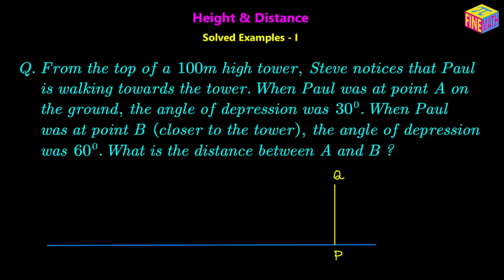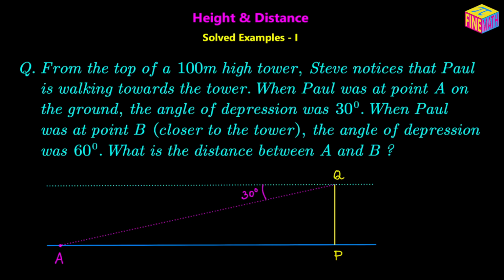And since we are talking about angle of depression, I need a horizontal line through the point Q. So I'm going to draw a horizontal line there through the point Q, which is the top of the tower. Let's suppose the dotted line is the horizontal line through the top of the tower. And next I'm going to show the line of sight for point A from the top of the tower. Let's suppose that's the dotted line there. And of course the angle of depression has been provided as 30 degree when Paul was at point A. So I have noted that the angle of depression there is 30 degree.